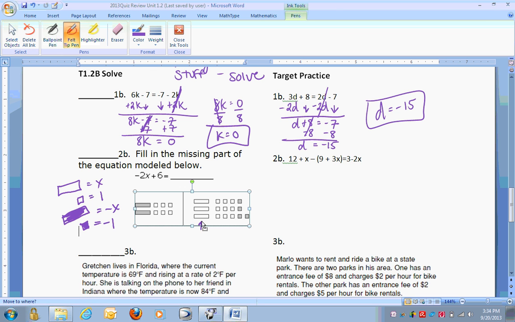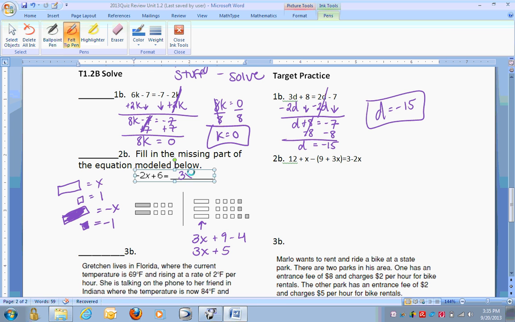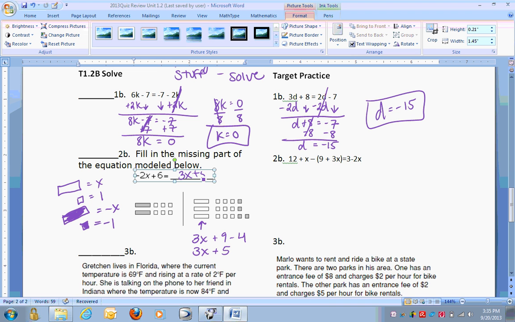Well, in this case, I have 3 rectangles, which represents 3x. And then I have 1, 2, 3, 4, 5, 6, 7, 8, 9 positive square units, and then minus 4 because I have 4 shaded in square units. So I have 3x, and then 9 minus 4 is positive 5. So the answer to this problem is 3x plus 5.